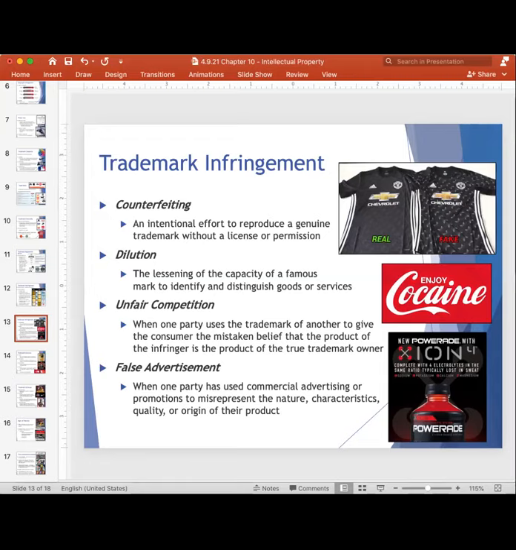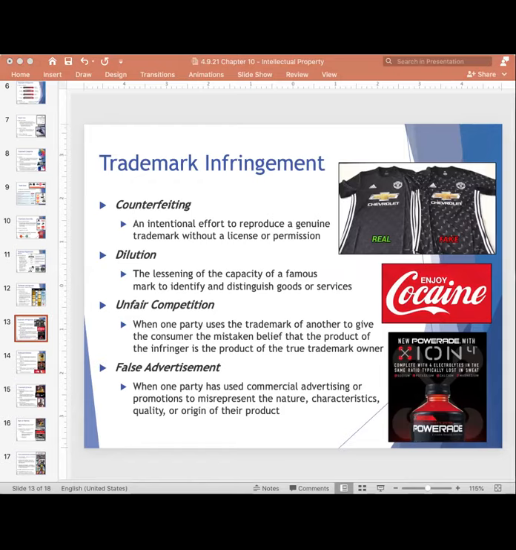So we see major confiscations, such as another example, the 2018 Super Bowl. US Customs and Border Control and their anti-counterfeiting operations were able to confiscate over $15 million worth of apparel in the black market for NFL goods, which I think is just crazy. Another trademark infringement complaint is dilution.